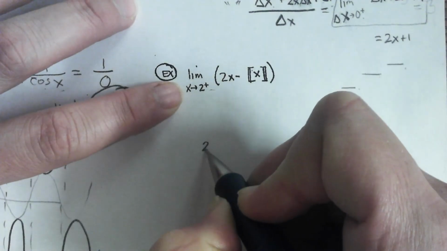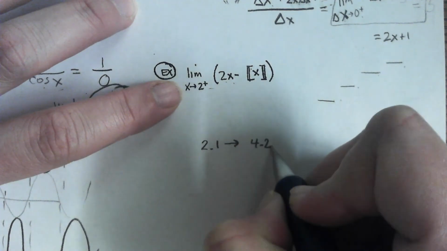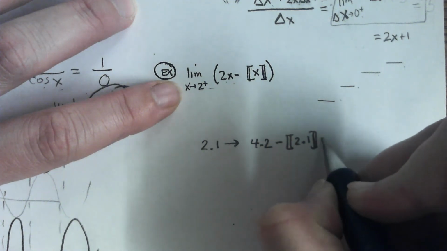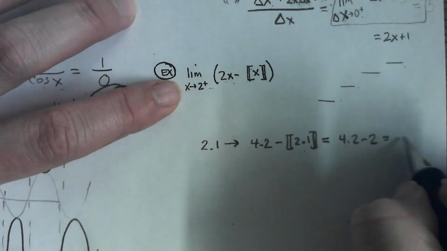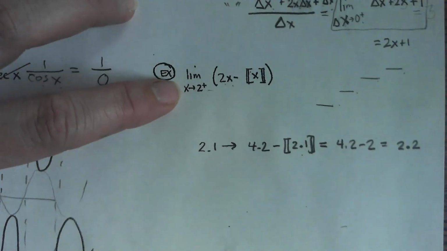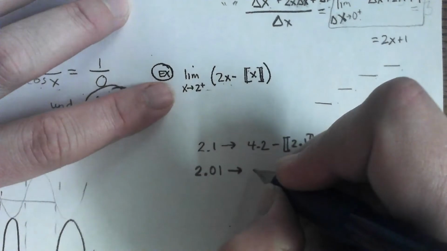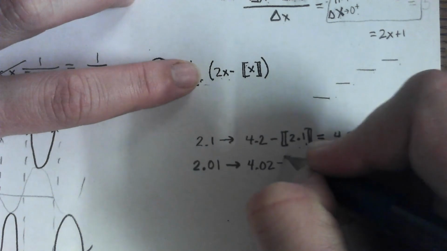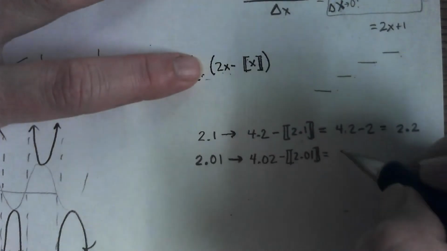you would get, so if I'm plugging in 2.1, I'm going to get 2 times 2.1, which is 4.2, minus, what is the greatest integer less than or equal to 2.1? 2. So this would be 4.2 minus 2, which is 2.2. What if I plug in 2.01? That'll be 4.02 minus the greatest integer function. What's the greatest integer less than or equal to 2.01?